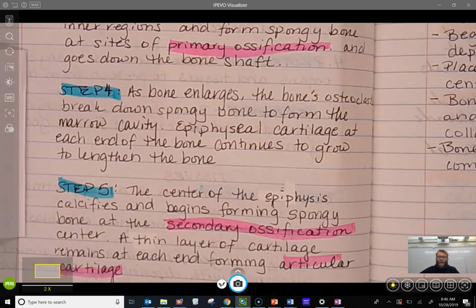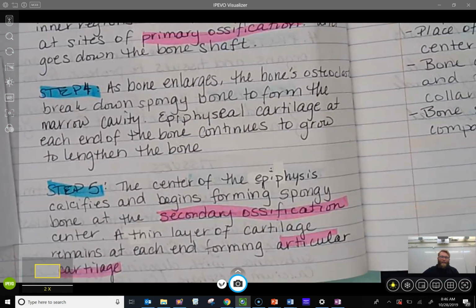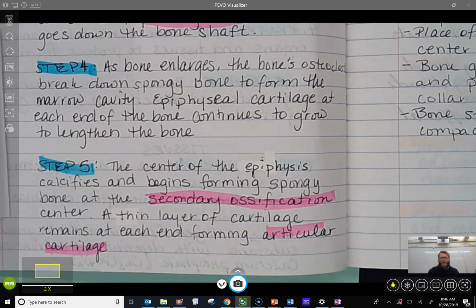Okay, so as we move into our last step, the center of the epiphysis calcifies and begins forming the spongy bone in that secondary ossification. There's essentially a thin layer of cartilage that surrounds the outside, which will either become part of the articular cartilage at the ends of the bone. At each end of the long bone, you have articular cartilage that is there to provide a cushion. Or there's a thin layer that starts to go away, and what's left is your periosteum, the connective tissue that's surrounding your bone.